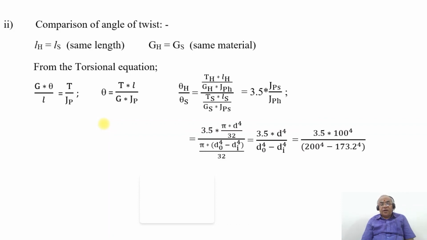Now you substitute the values of D naught and Di. So that is equal to 3.5 into 100 to the power of 4 divided by 200 to the power of 4 minus 173.2 to the power of 4. On some further simplification, you will get on the left hand side, theta H by theta S, which will be equal to 0.5. So this is how you will be able to solve this particular problem. Thank you.